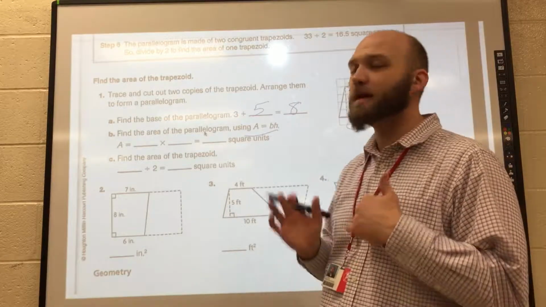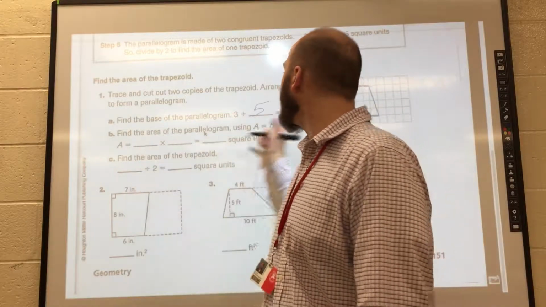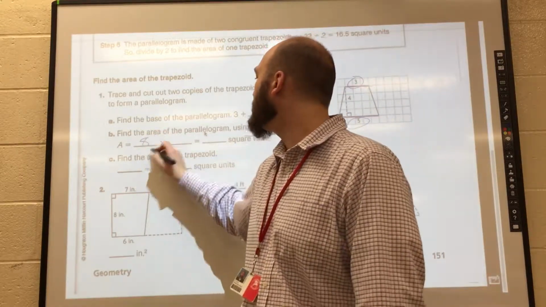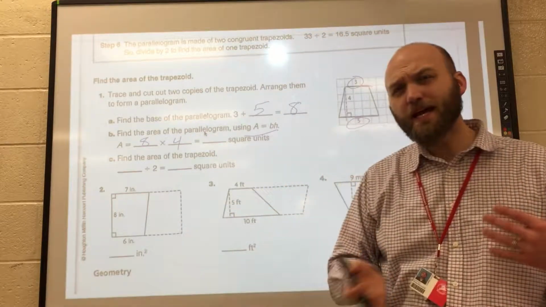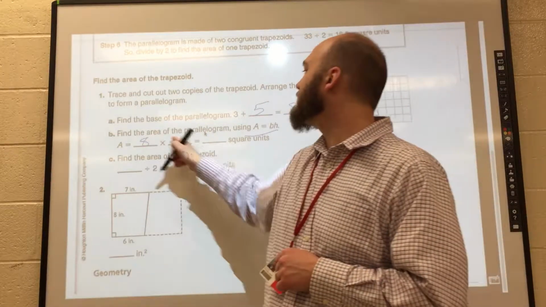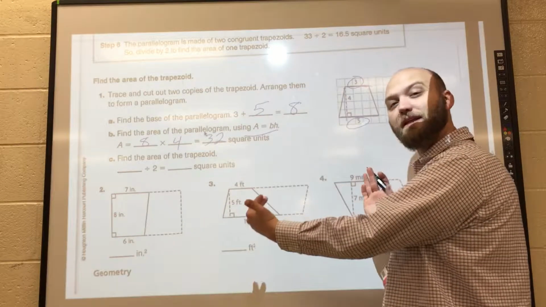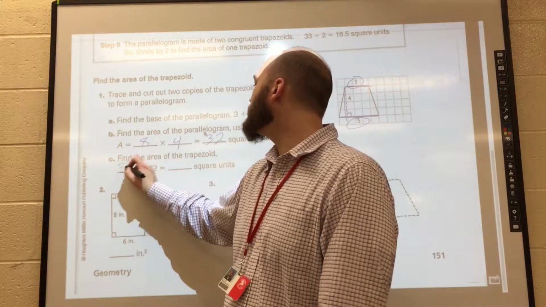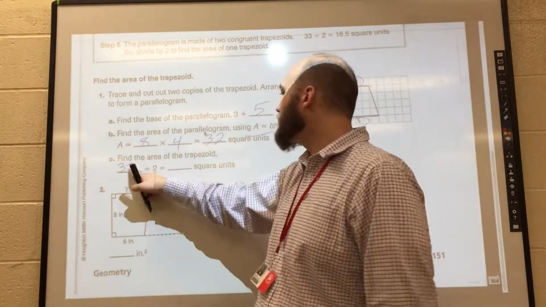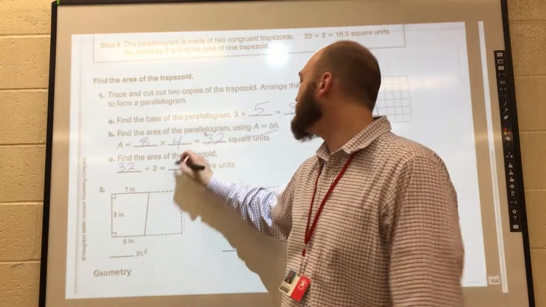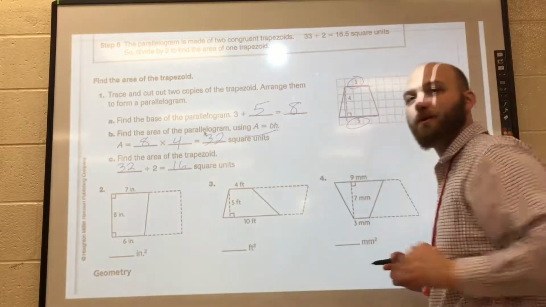So I know that the formula I'm using for the parallelogram is area equals base times height. So the area now, my base is 8, and the height right here is 4. Area equals base times height, so my area is 32 square inches, but that's of my parallelogram. I need to then find my trapezoid, so I take the 32 square inches and divide it by 2. 32 divided by 2 will give me 16 square units, and that is my trapezoid right here.